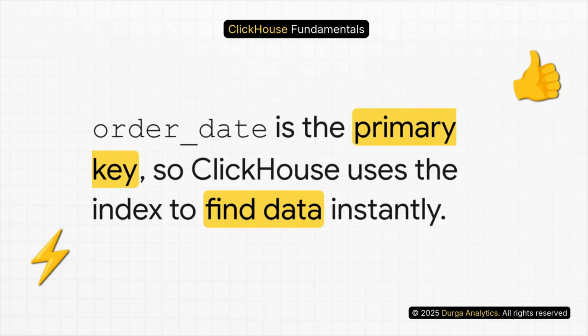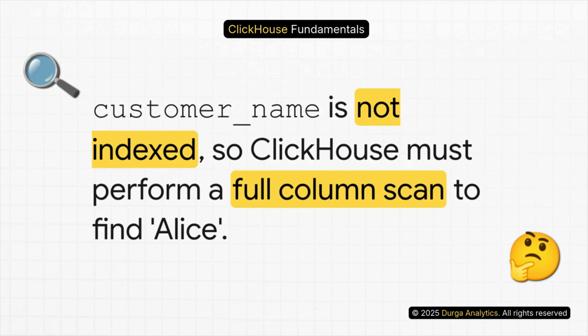So, take a look at this example. If your table's primary key is based on order date, this query is going to be incredibly fast. ClickHouse uses its index to just jump straight to the data blocks for March 1st, 2026, and it skips reading pretty much everything else. But what if customer name is not in your primary key? Well, in that case, ClickHouse has to do a full scan of that customer name column to find all the rows for Alice.